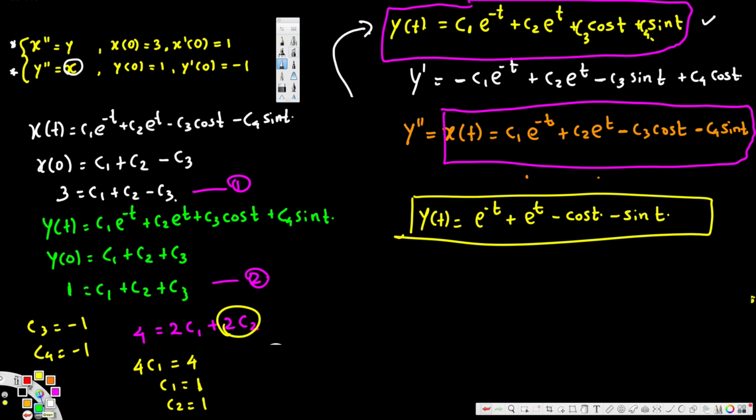Now let's write the final solution for x of t. For x of t, c1 is still 1, so this is just e to the power negative t, plus c2 is 1, so this is just e to the power t. c3 is negative, so this becomes positive cos t. c4 is negative, so this becomes positive sin t, and this is the x of t solution.